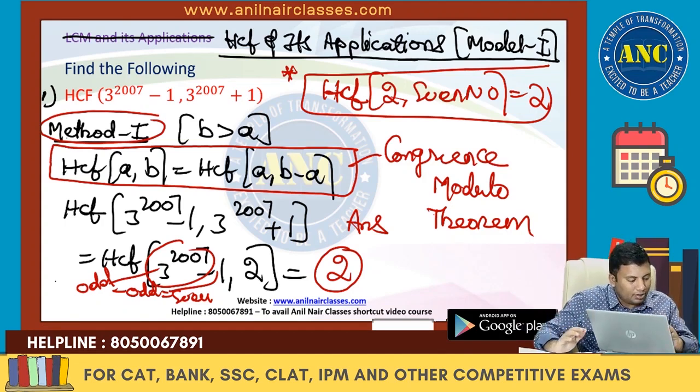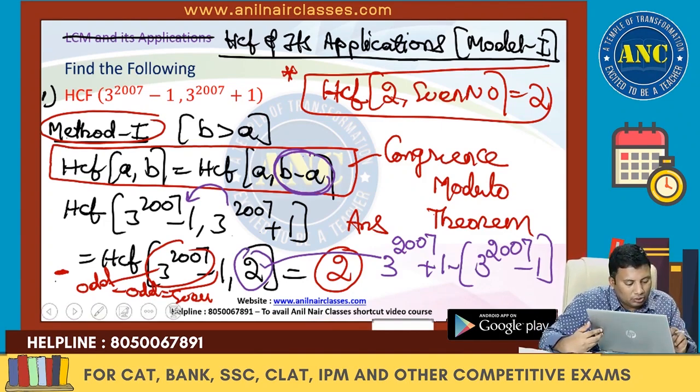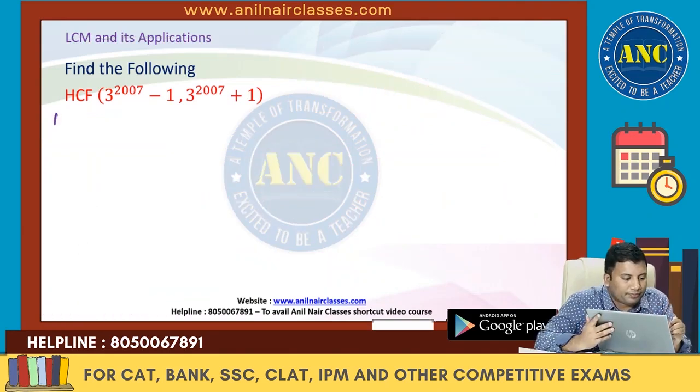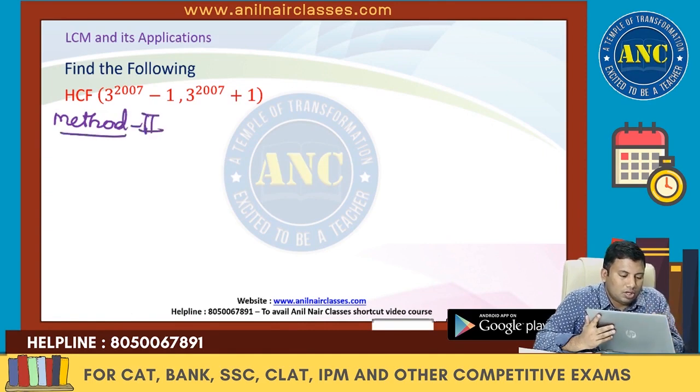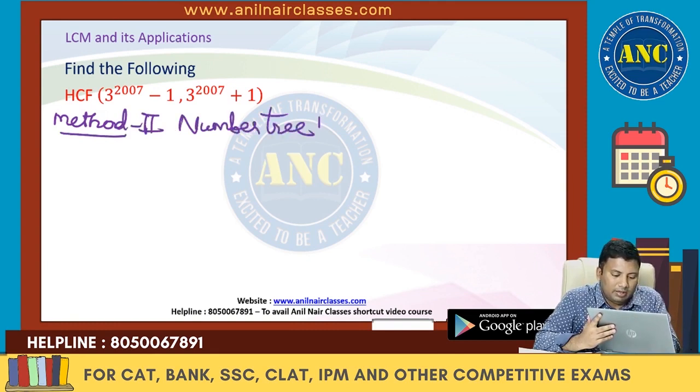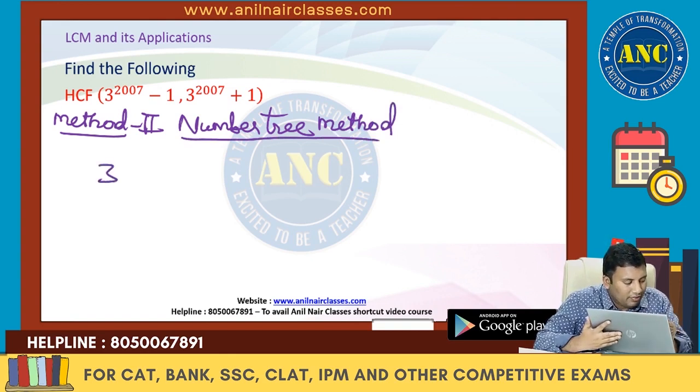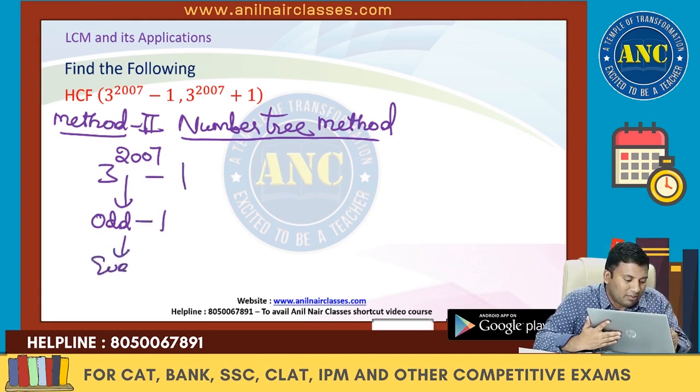Method 2. Number tree method. What is the number tree method? 3 power 2007, odd power of any number is odd. Odd minus 1 is an even number.